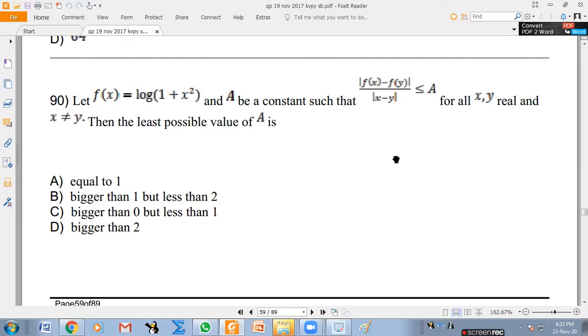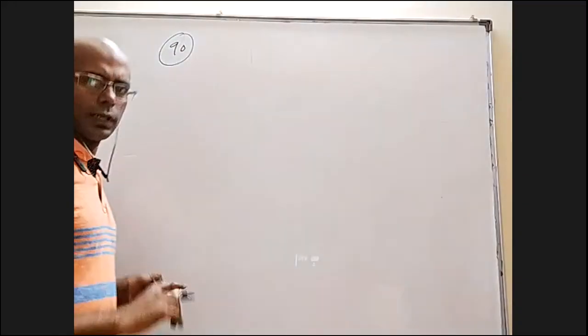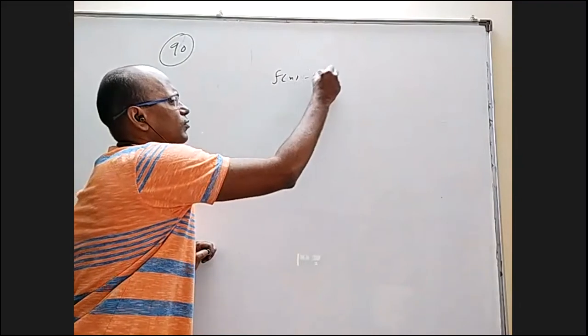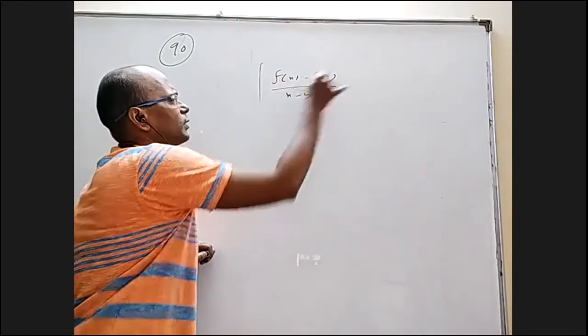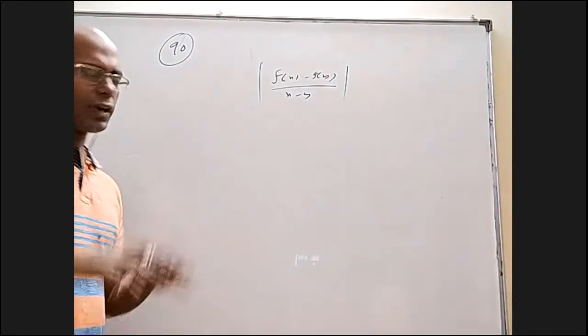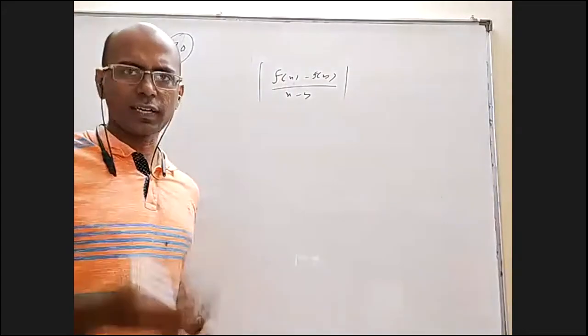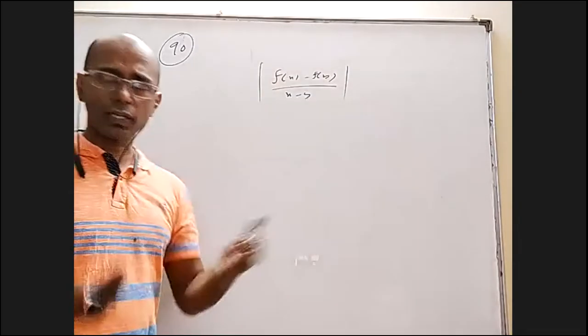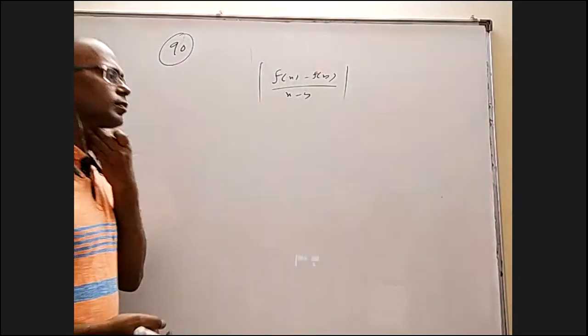Okay, 90. We'll take that function a little later. Let me explain the question. They gave some function. They're asking f of x minus f of y by x minus y with a mod. What is the range of that? Here they ask the greatest value, but they can ask what is the range. They can even remove the mod and ask. Not a big issue. Mod is also not important.